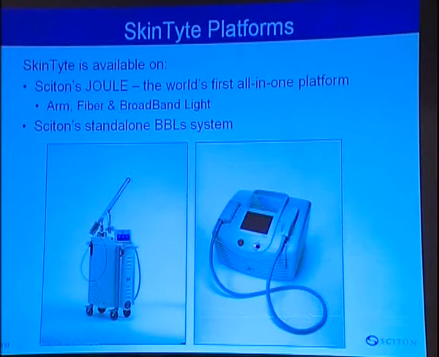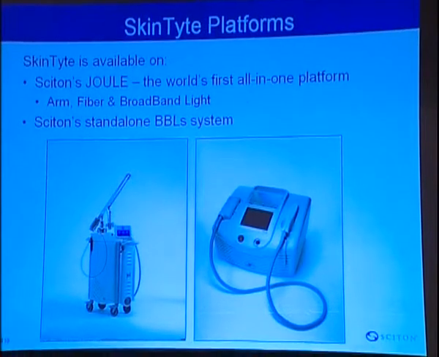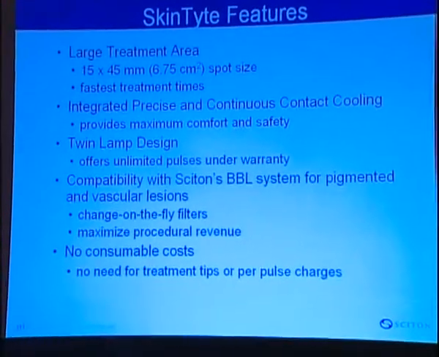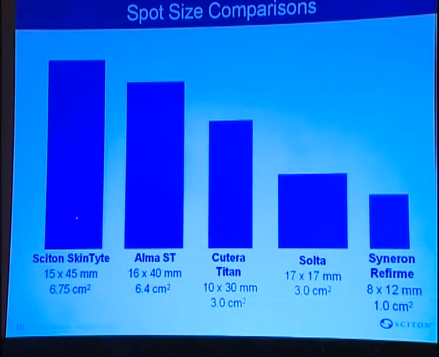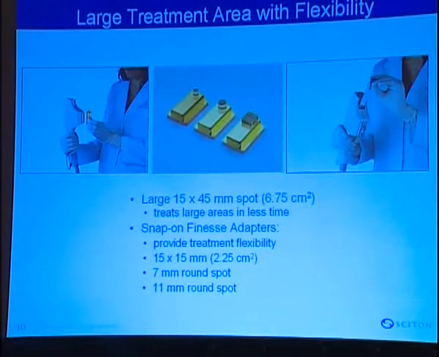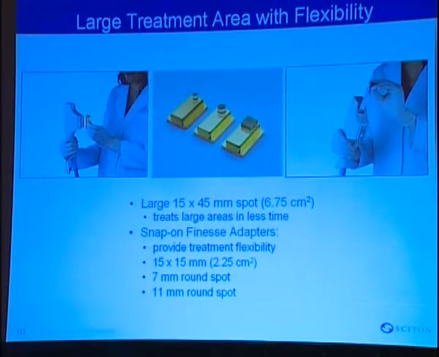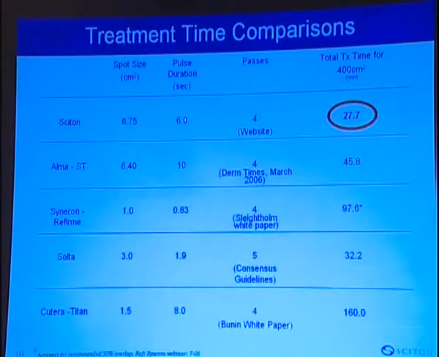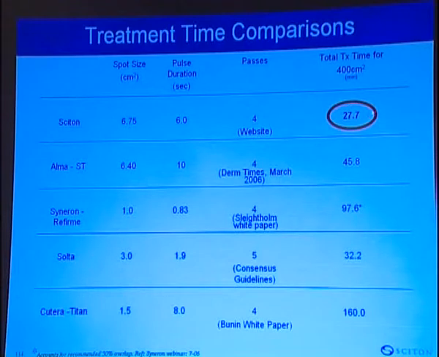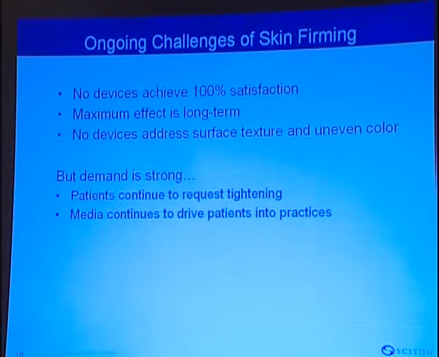The device can be standalone or in combination with a large platform, so it can be in either of the forms according to the need. And the treatment area is large, and this is very important because this will be reflected in the speed of the treatment. At the same time, if you want to treat small areas, like around the eye, then you have adapters to treat smaller surfaces and areas. And this shows that if we want to treat a 400 centimeter square area, we need 27 minutes. Compared to any other device, it's much less, and this is very important.